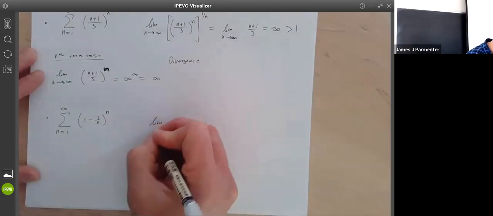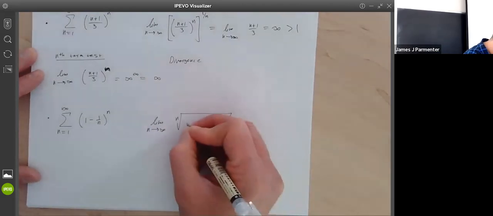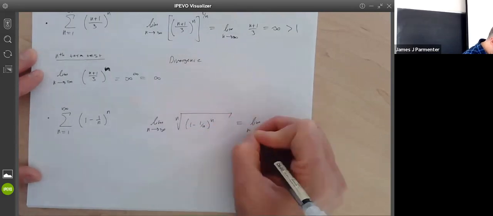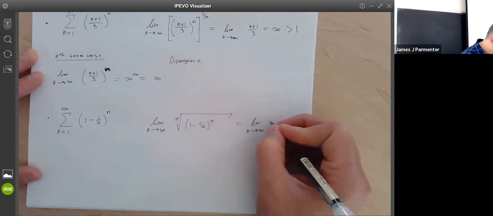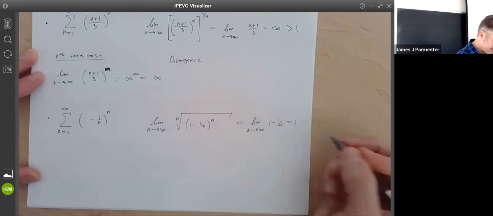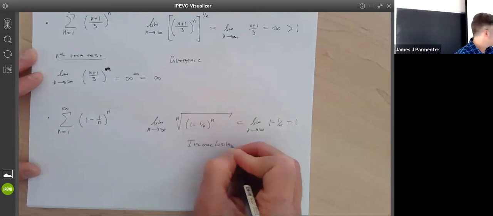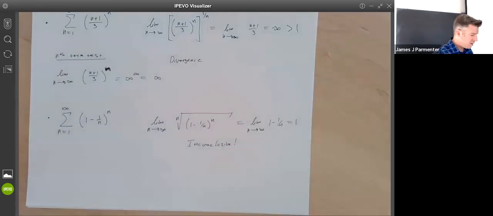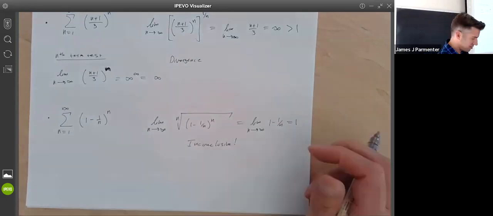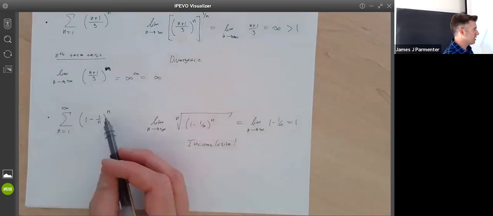So the limit as n goes to infinity of the nth root of 1 minus 1 over n to the n is going to be the limit as n goes to infinity of 1 minus 1 over n, which is 1, which is inconclusive. The ratio test might work here. It might not. It seems like it'd be kind of a pain. You'd have 1 minus 1 over n plus 1 to the n plus 1 over 1 minus 1 over n to the n. That doesn't seem good.